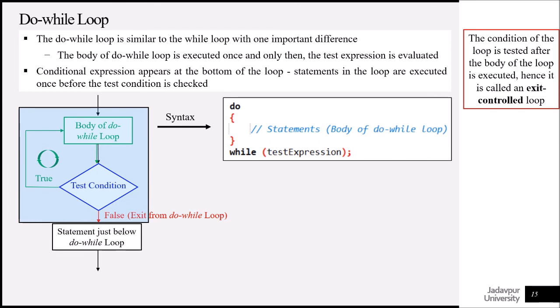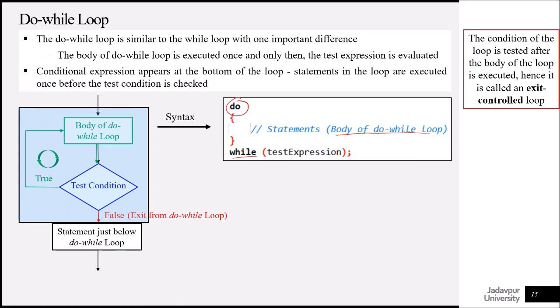So here is the syntax of the do while loop. At first comes the do statement. Within the curly braces after the do statement is the body of the do while loop. So all the statements within these curly braces make up the body of the loop. After the body of the loop is over, you have the while statement followed by the test expression within the parenthesis.